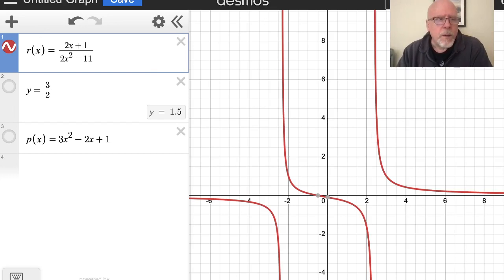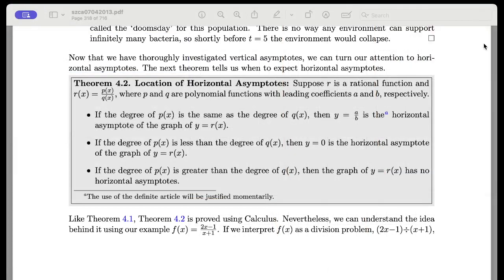Well then, what about the last case of this theorem in the book? Here we've got the degree of p of x greater than the degree of q of x. The numerator has a higher degree than the denominator.